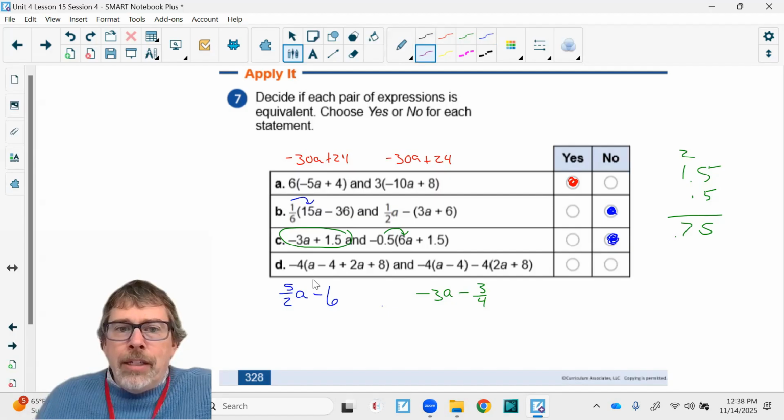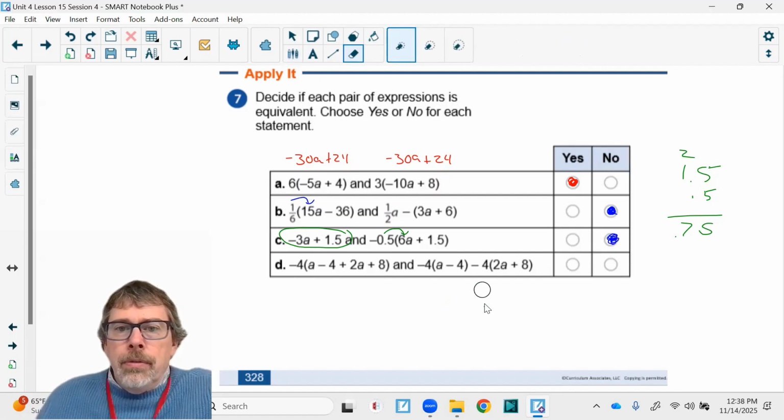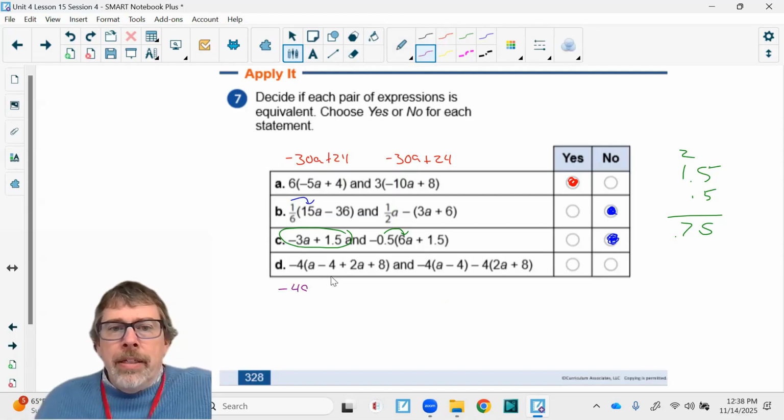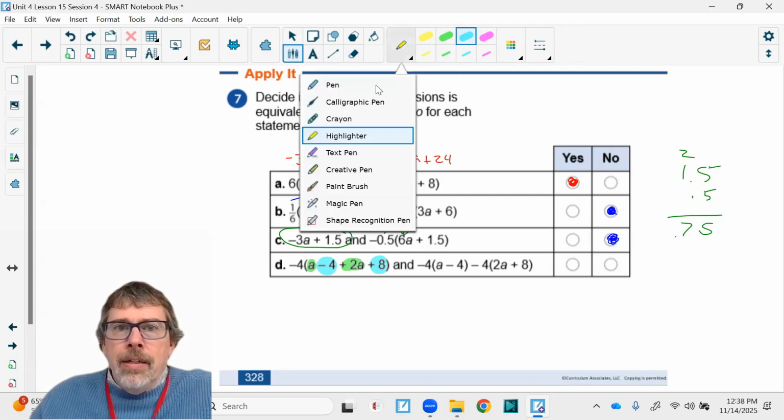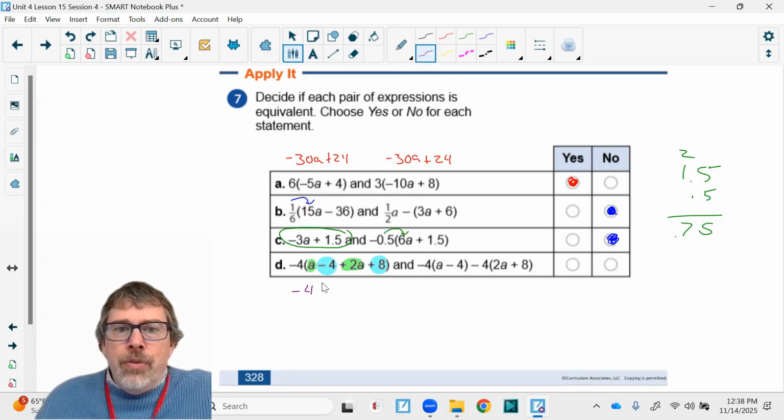Okay, and finally the last one. Let me erase this work here. Last one. Negative 4 times a is negative 4a. Actually, let's combine like terms first. So let me get my highlighter. Okay, so here is an a. Here's a 2a. Here's a negative 4. Here's a plus 8. This is going to simplify to negative 4 parentheses. A plus 2a is 3a. Negative 4 plus 8 is plus 4.